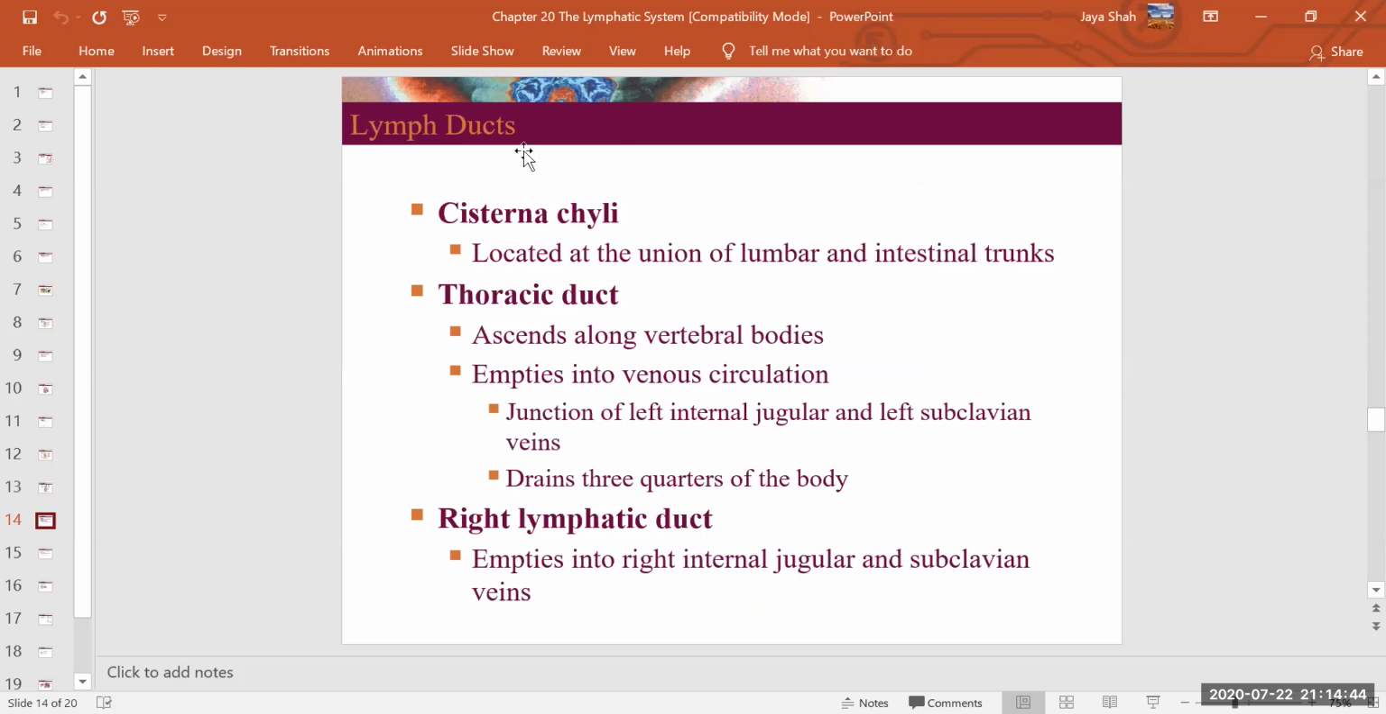For the lymphatic ducts, we have 2 major lymphatic ducts, the thoracic duct and the right lymphatic duct. The cisterna chyli is located at the union of the lumbar and intestinal trunks, and that joins the thoracic duct. The thoracic duct ascends along the vertebral bodies and empties into the venous circulation at the junction of the left internal jugular and left subclavian vein. This thoracic duct drains 3/4 of the body, whereas the right lymphatic duct empties into the right internal jugular vein, subclavian vein, and drains only 25% of the upper part of the body.